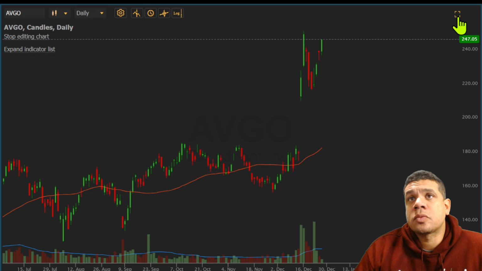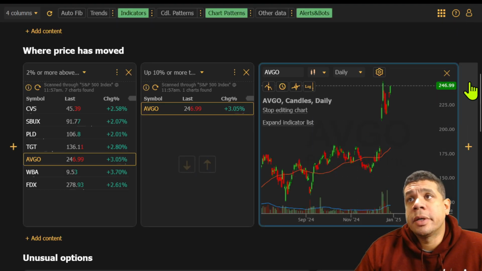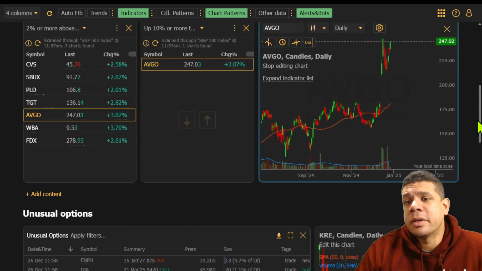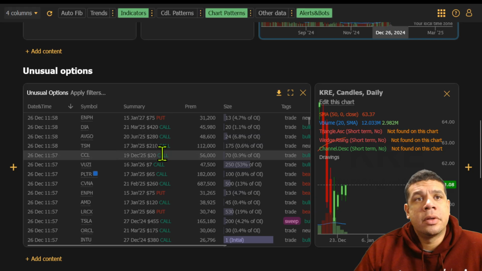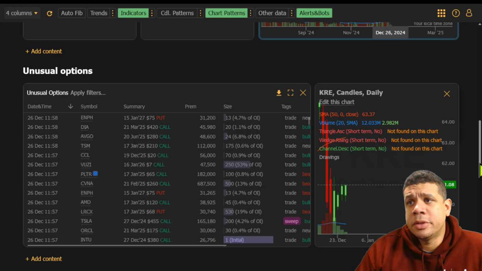All these other indicators of volume and all that stuff, that's all just default from TrendSpider. I just left it there. Unusual options, people buying crazy calls or puts in something. I'm not really into that, but you can look at that.